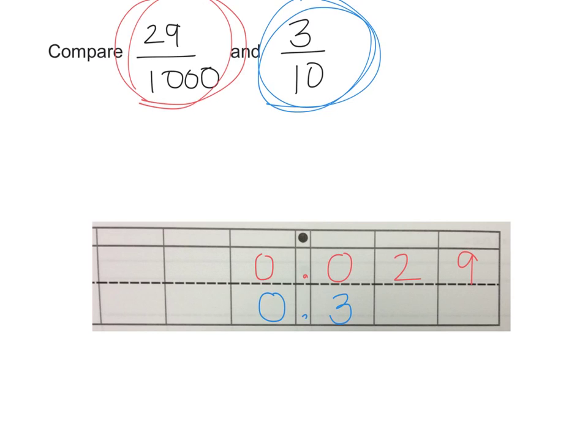Reagan? 0. No. The 0 is in the what's place? Ones place. Do I have the same number in the ones place? Yes, right? They're both 0. So let's move on to the next place value. What place value is this one? Tenths. Let's look at the tenths. Do I have the same number? No. Which one's bigger? 3 or 0? 3 tenths. So that means that 3 tenths is greater than what? 29 thousandths.